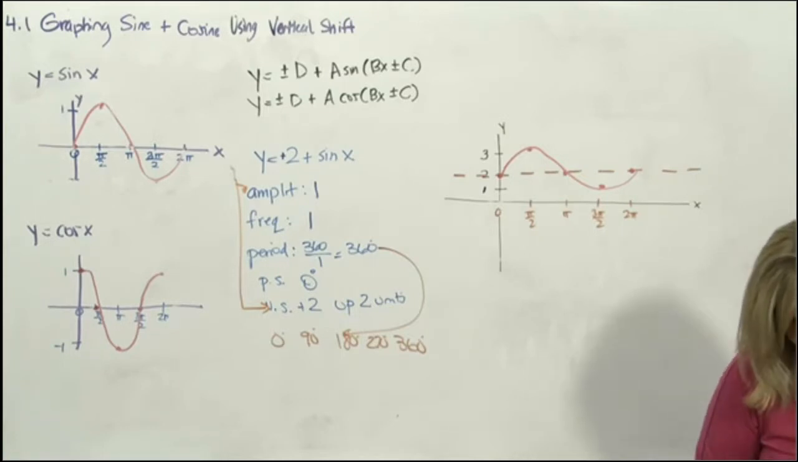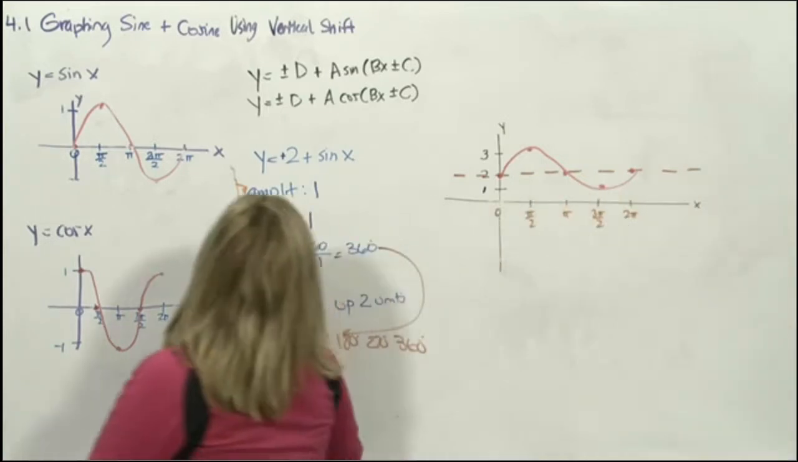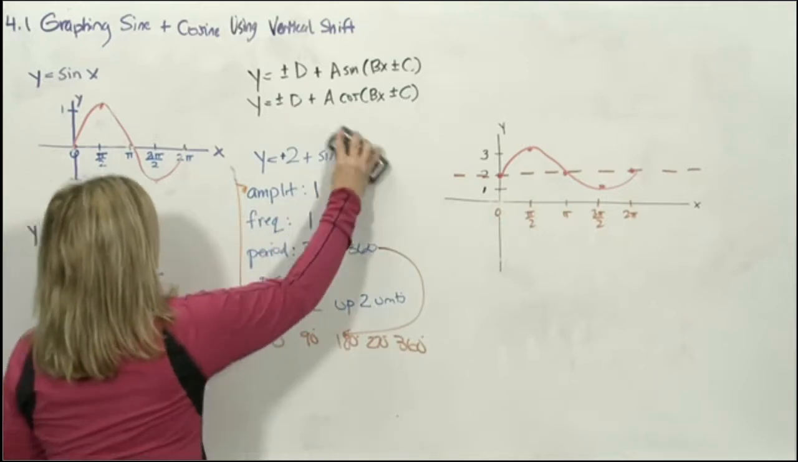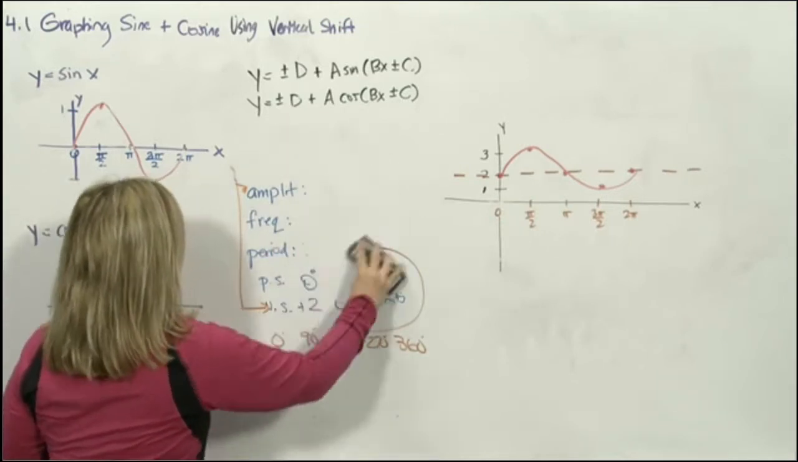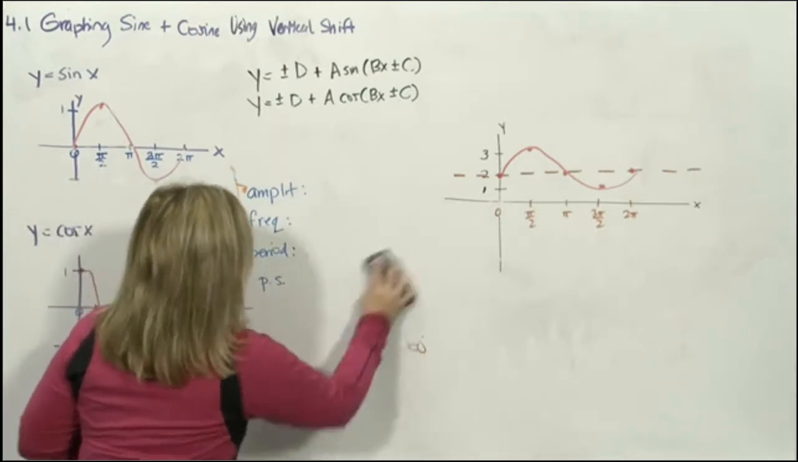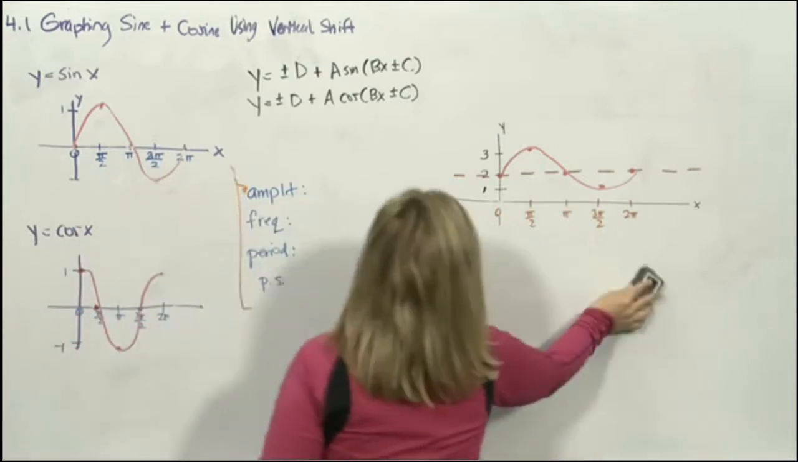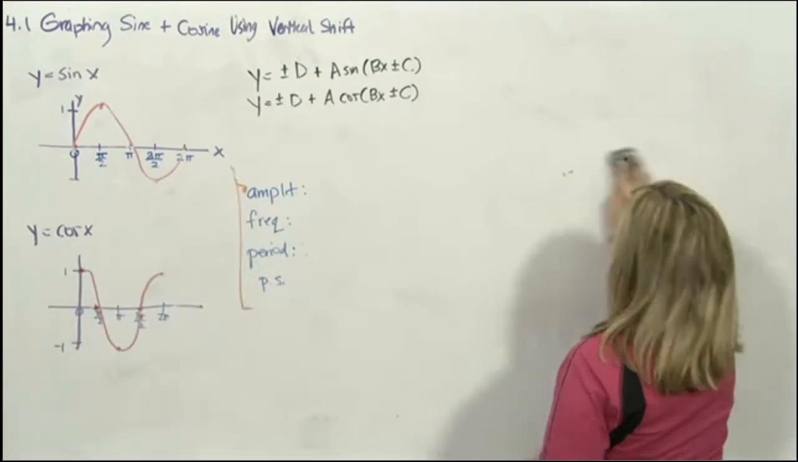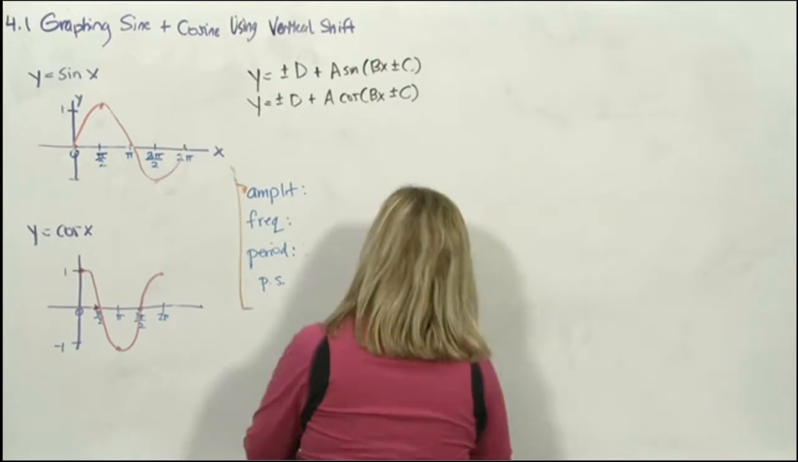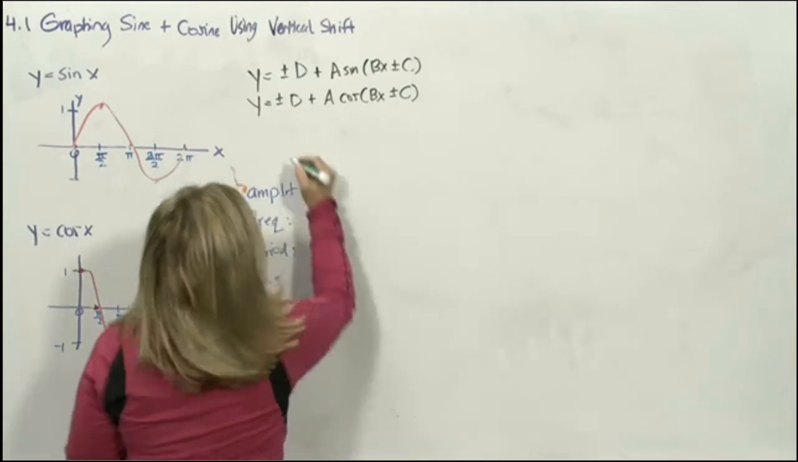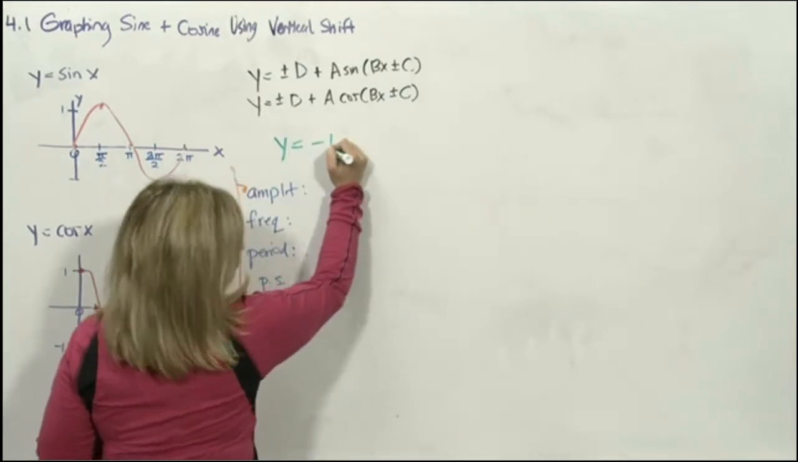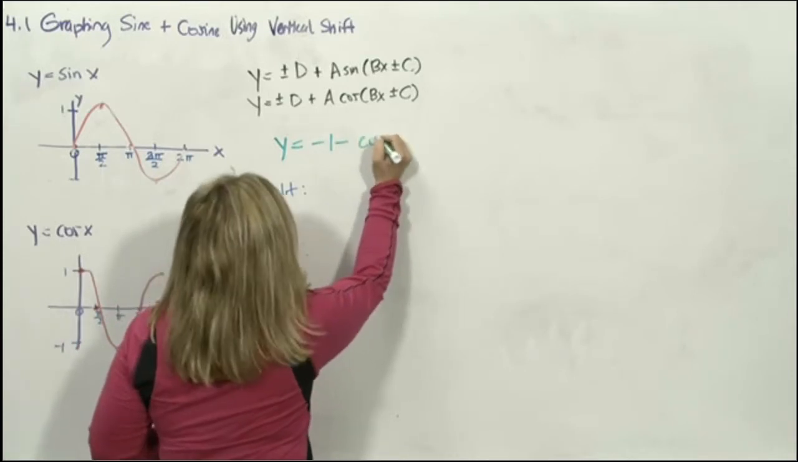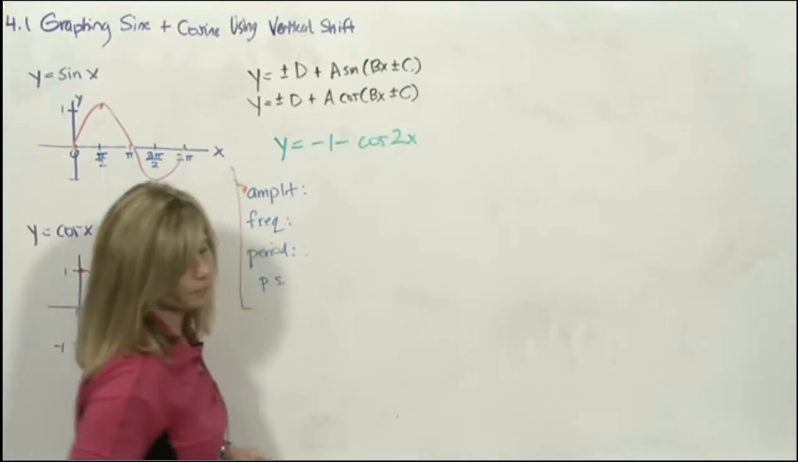All right, let's try the next one. Now I'm going to erase my equation here. I'm going to erase my work. Erase my graph. The next one in your notes. I want to graph y equals -1 minus cosine 2x.